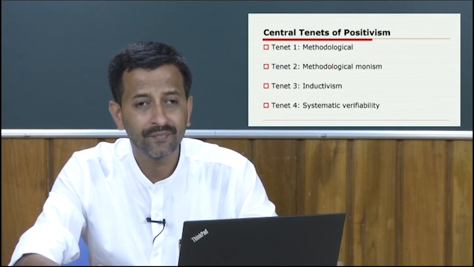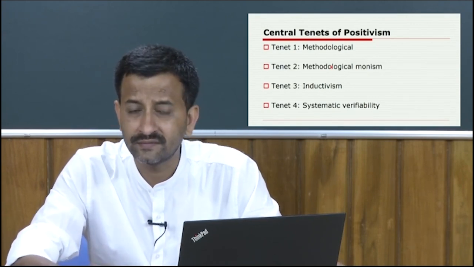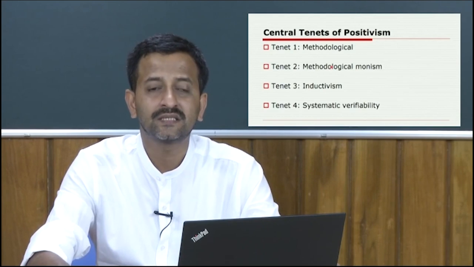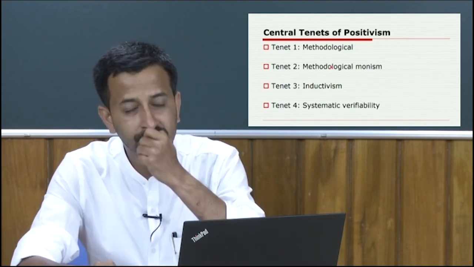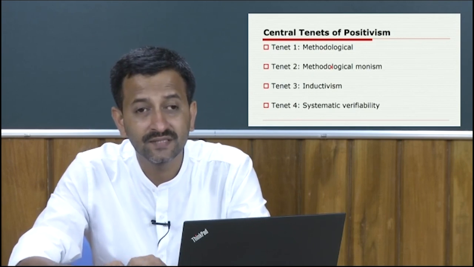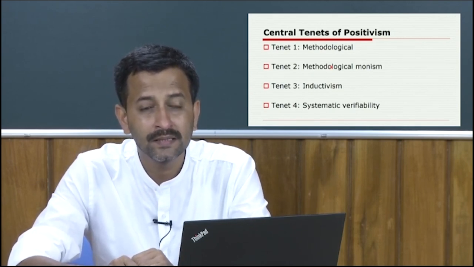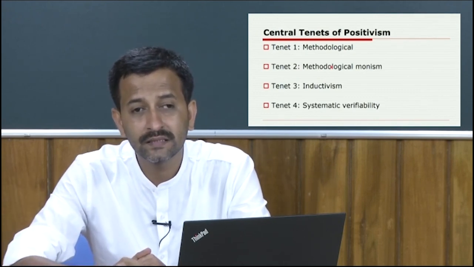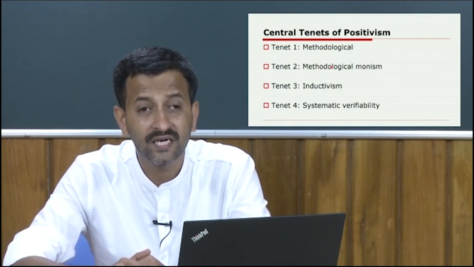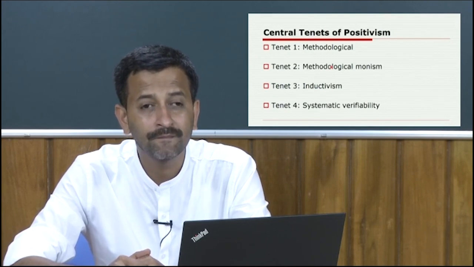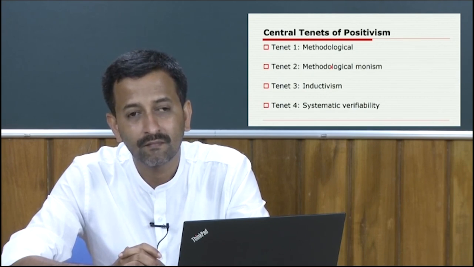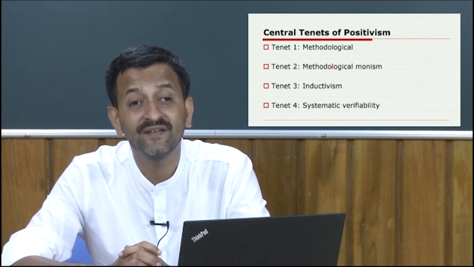Positivists argued that the hallmark of science consists in the fact that its statements are systematically verifiable. That is why I gave you the example that I have seen a ghost. If I have seen a ghost, then others also should be able to see that. I can say that I have seen a ghost, I talk to my grandfather at nights. But that is not science, that is something else, okay? Because it cannot be verified.